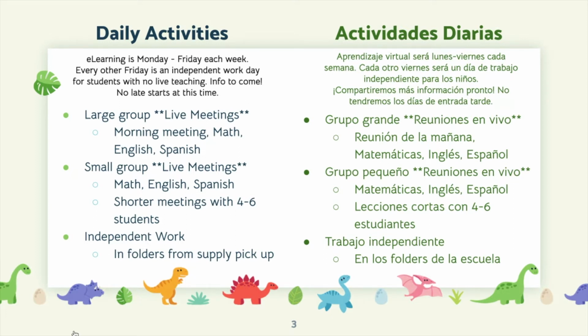Our daily lessons are made up of 3 different components. We have our large group or whole class lessons. These are live meetings on Google Meets. They include things like our morning meeting calendar, then math, English, and Spanish. We also have small group each day, which will also be live meetings. These will be for math, English, and Spanish as well. These are shorter meetings than the large group, and they have 4 to 6 students instead of the whole class.